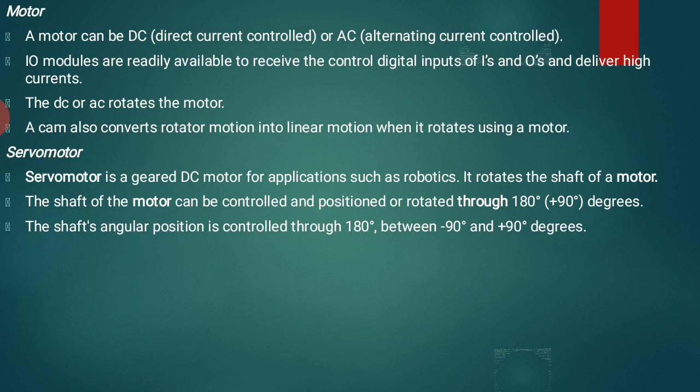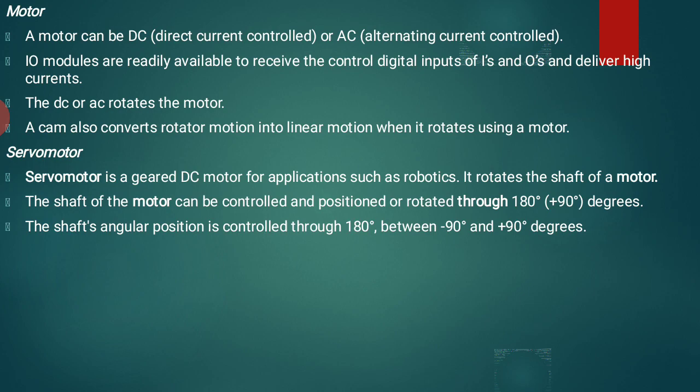Based on your input and output modules available, it can receive the digital input in the form of ones and zeros and deliver high currents. The DC or AC rotates the motors. By using this direct current or alternating current, we can rotate the motor.